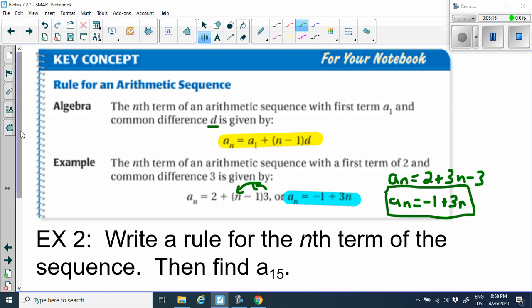Okay, now let's go ahead and go to example 2. That's exactly what we're going to be doing here. They're going to be giving us our a sub 1 and our common difference, and then we have to use the rule to find our arithmetic sequence.